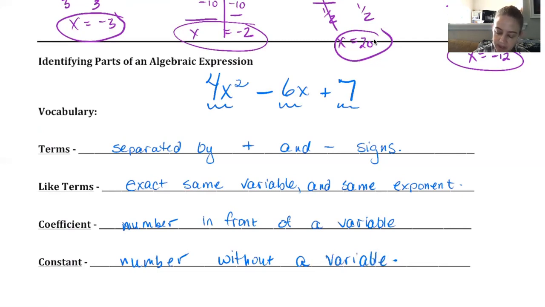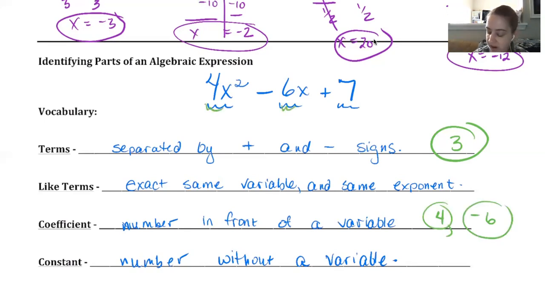So on the example that we have here, we actually have 3 terms in the one that I drew. Like terms, I didn't give you any like terms in this example. X squared and X are two different terms. They're not like terms. Coefficient is the number in front of a variable. So in this case, I've got a coefficient of 4 and -6. Those are my two coefficients up here. And my constant is the number without a variable, so that's a 7 on the end. So those are examples as to what's what.